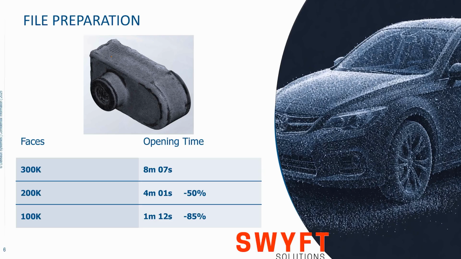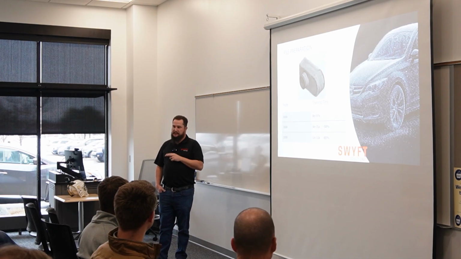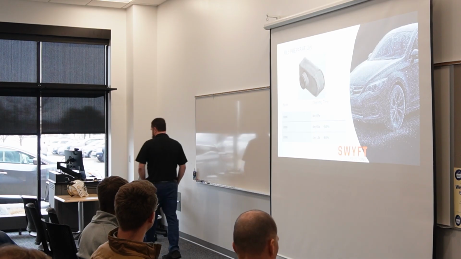Now, with the workflow I'm going to show you, I took it down to 200,000, so a reduction of a third, and that dropped my opening time by 50%, to just over 4 minutes. Take that down another step to 100,000, and that dropped the opening time 85%. And the important thing is, I reverse engineered off of all 3 of those models, and they came out exactly the same. So you're not losing any accuracy, it's just opening faster and that much easier to use.